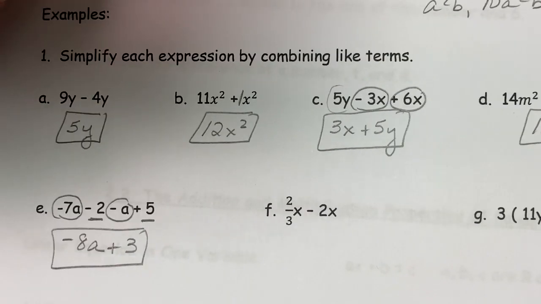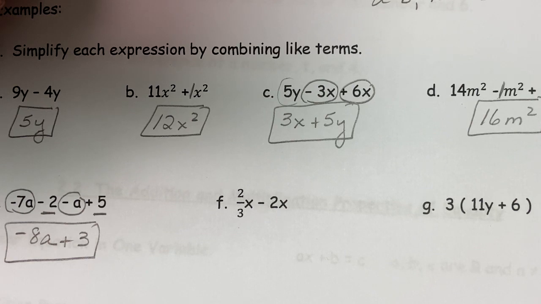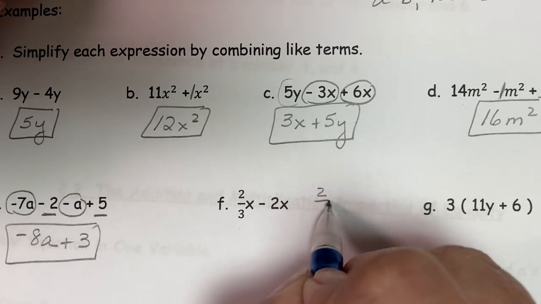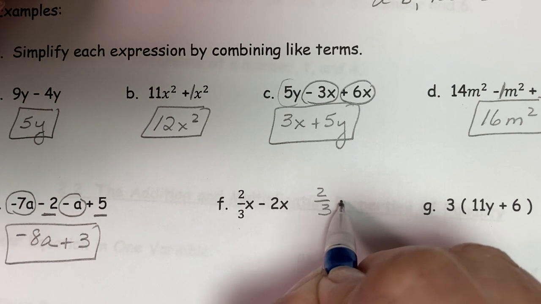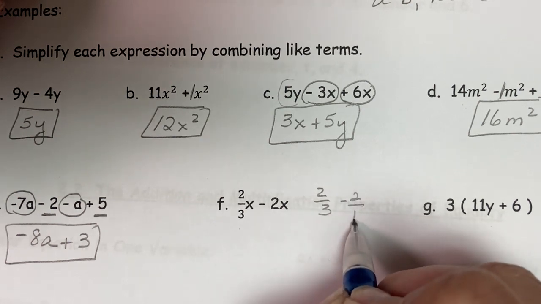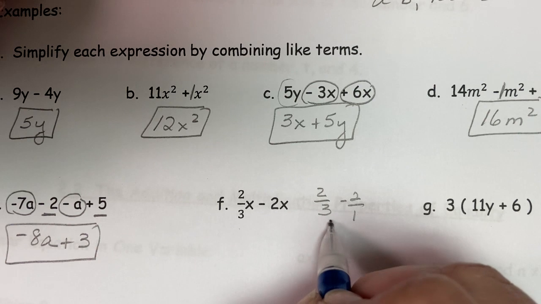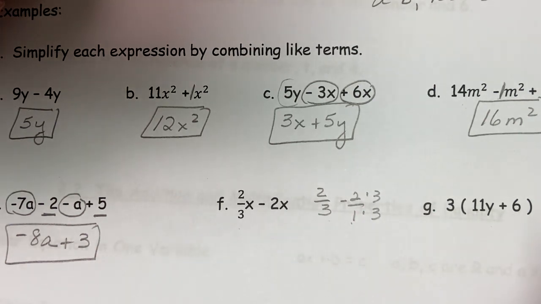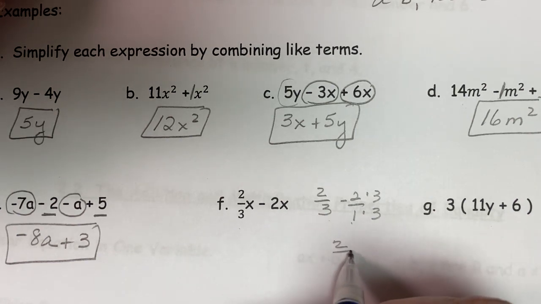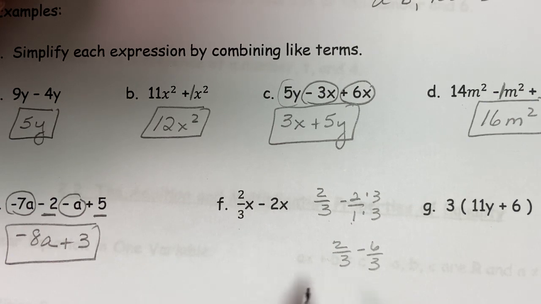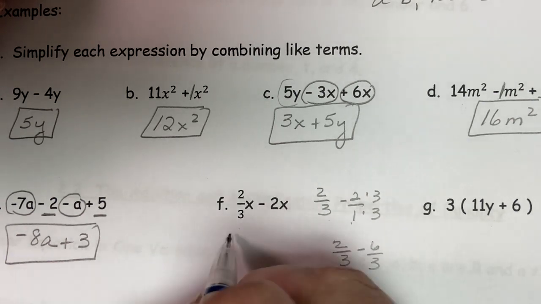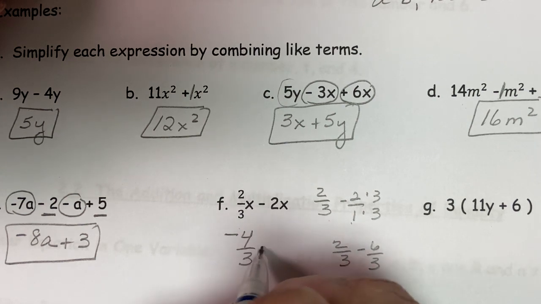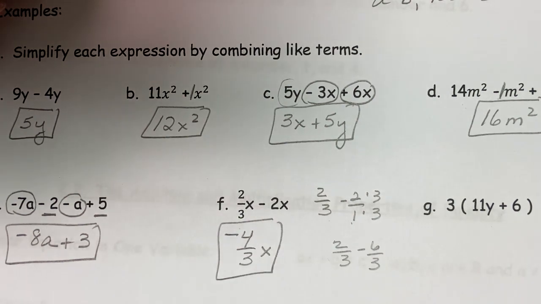Going on to f, we've got 2/3 x minus 2x. So those are like terms. We can combine them. I'm just going to use some scrap over here to do 2/3 minus 2 over 1, remembering that you have to have a common denominator, which is going to be 3. So top and bottom here have to be multiplied by 3. So now I have 2/3 minus 6/3. And you can see when I do 2/3 minus 6/3, I'm going to end up with negative 4/3 x.